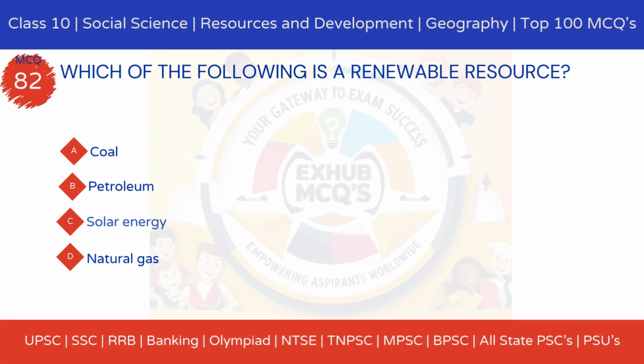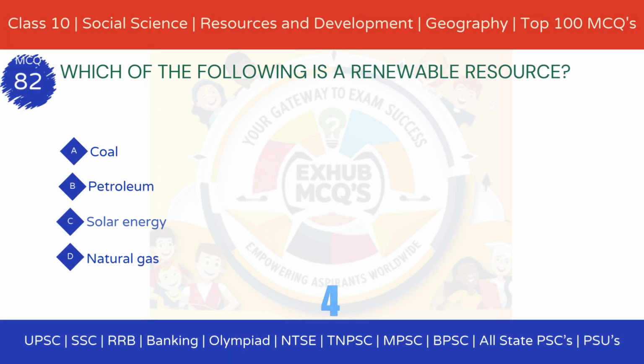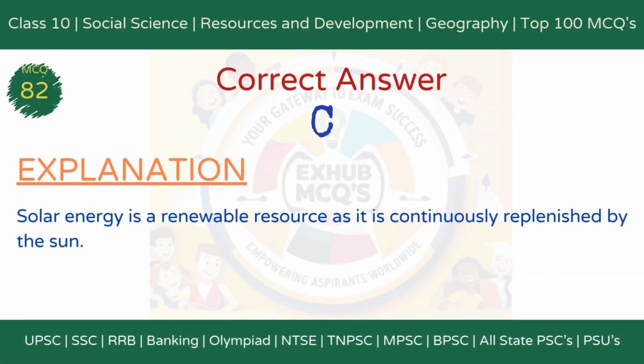MCQ 82. Which of the following is a renewable resource? Option A, coal. Option B, petroleum. Option C, solar energy. Option D, natural gas. The correct answer is option C, solar energy. Explanation: solar energy is a renewable resource as it is continuously replenished by the sun.